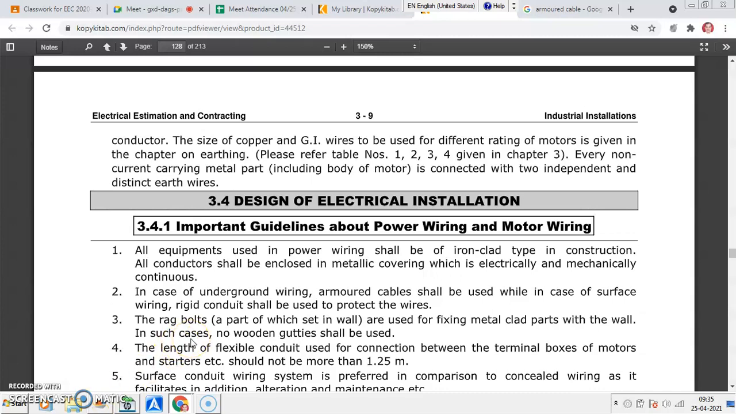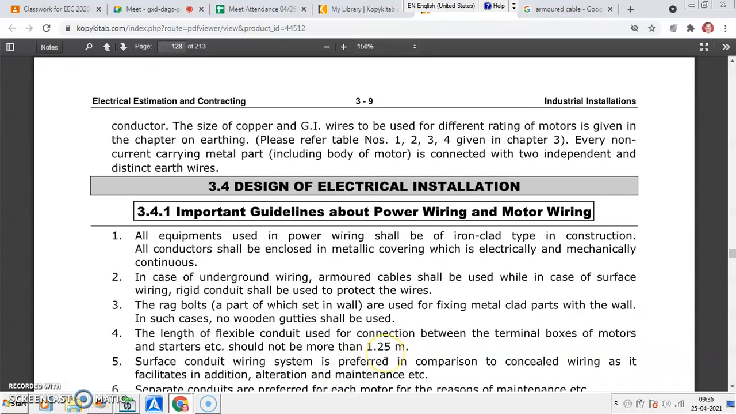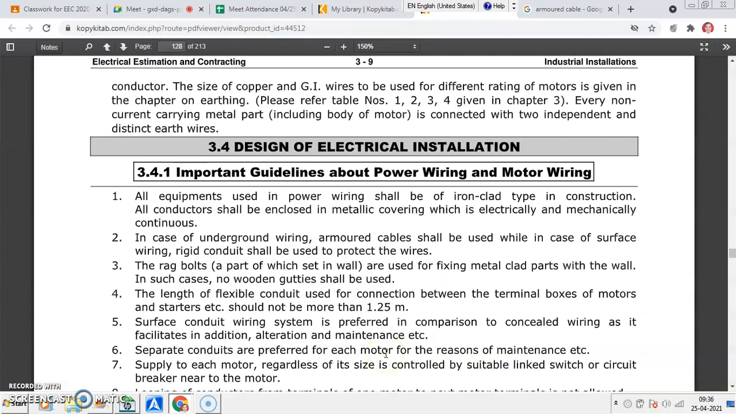your electrical installation, maybe the surface wiring or the conduit wiring, surface wiring with conduit, or for fixing the metal parts or switches and all, whatever.